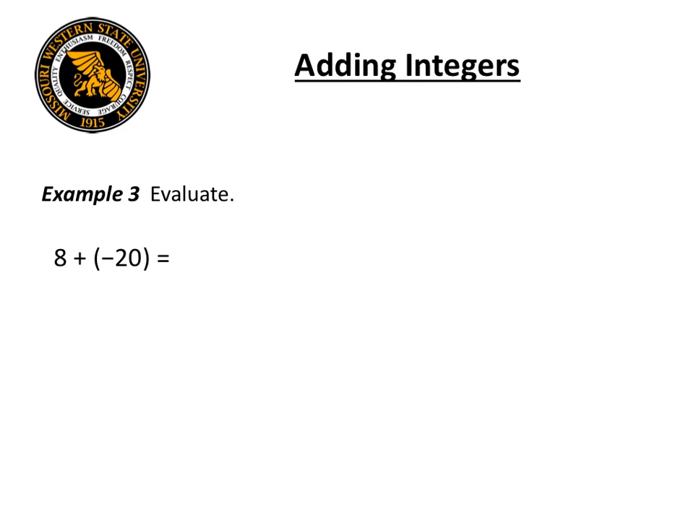In example 3, we're asked to evaluate 8 plus -20. Since the two integers being added have different signs, we determine which integer has the larger number part and keep the sign of that integer. So, since -20 has the largest number part, our answer in this example will be negative.